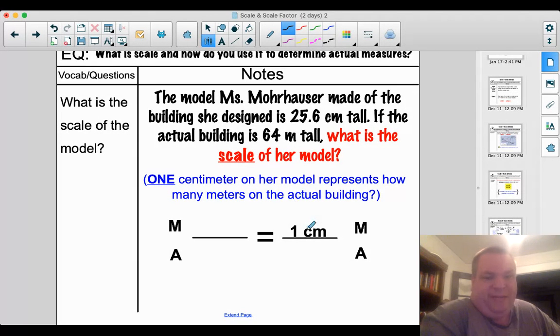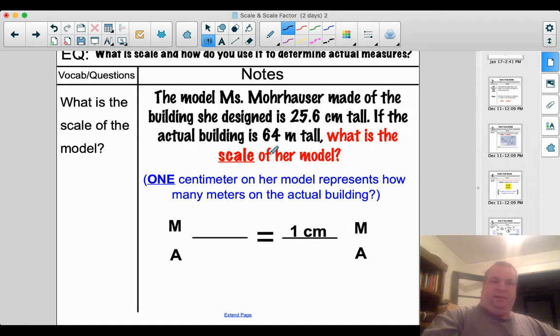These are kind of like unit rates in a way, except instead of the 1 being on the bottom, we're going to have the 1 on the top. So if you're asked for the scale, you generally want to assume that you want a 1 on top. So how much is 1 centimeter or 1 foot or 1 inch or whatever it is in real life? Okay, so we can fill in a 1 on the top of our scale. I want to know what is on the bottom.